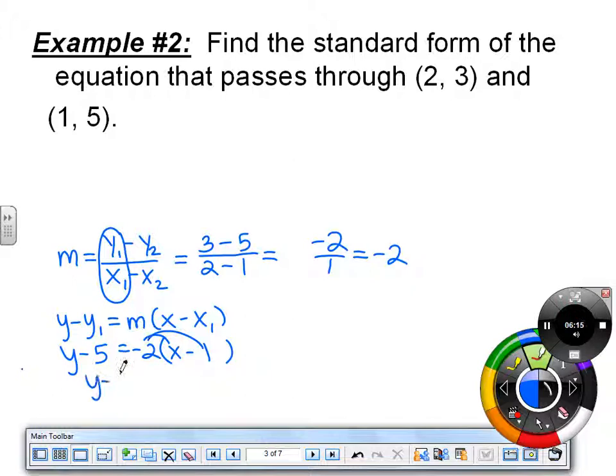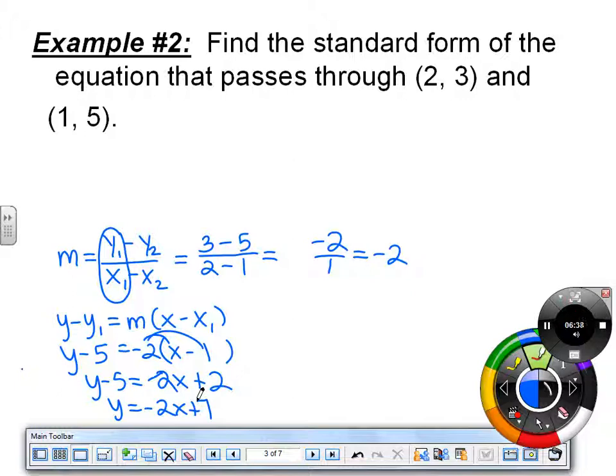Okay. So y minus 5 equals -2x plus 2. And if I add 5 to both sides, I would have -2x plus 7. So if the goal was to write it in slope-intercept form at this point, we'd be done. What changes do I need to make to write it in standard form?